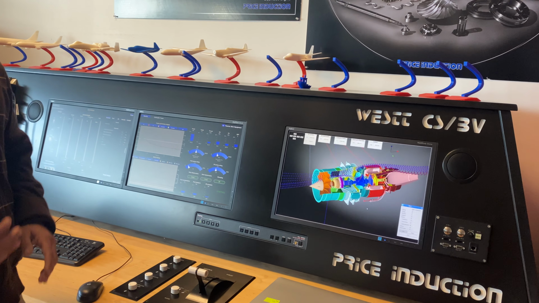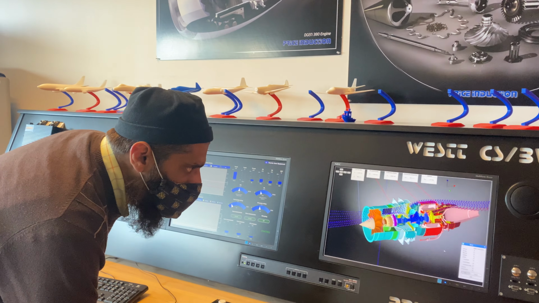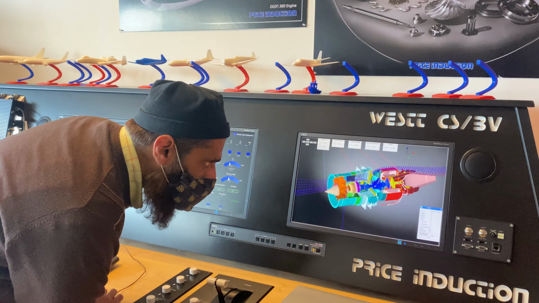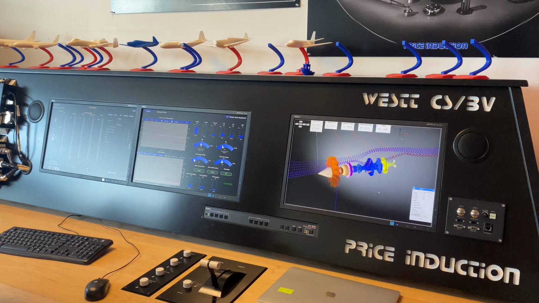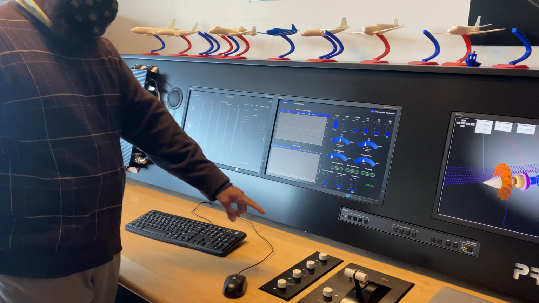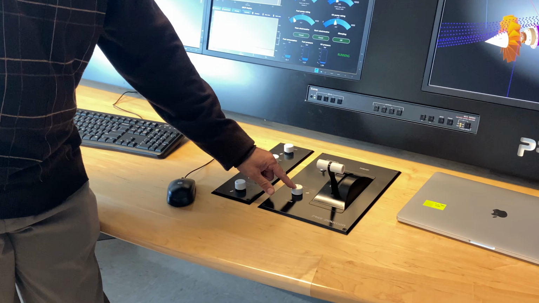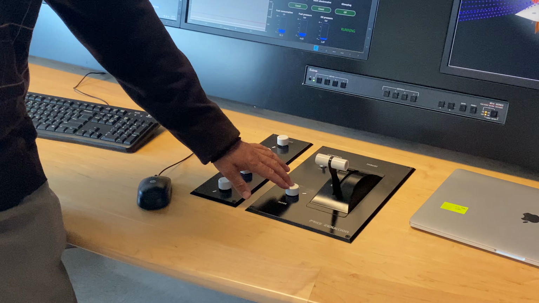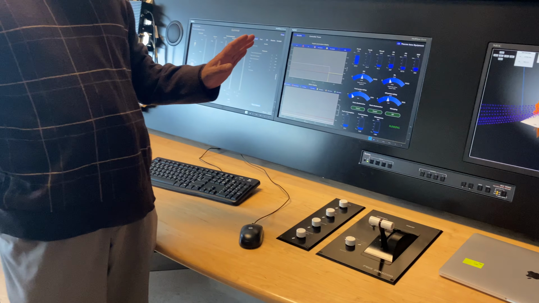Okay, now I'm going to show you how to perform the analysis. Let me remove the casting here. I have turned this on, ignition has started. You have to put this in the normal mode manually. Now the engine is ready to be throttled.